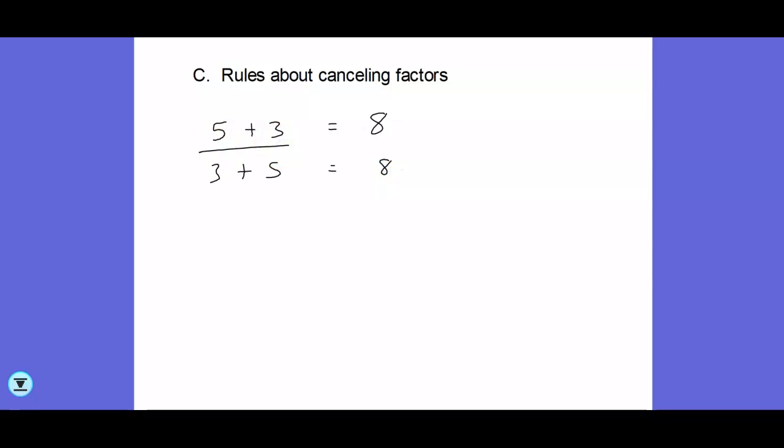So 5 plus 3 over 3 plus 5 gives you the same thing over the same thing. They're identical, and so you end up with 1, right? And so what we can do is if you ever have a situation where you have x plus y over y plus x, these can just cancel each other out and it leaves you with 1. Okay, that's fine.